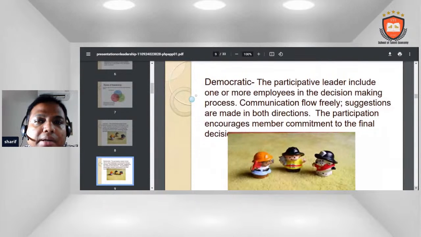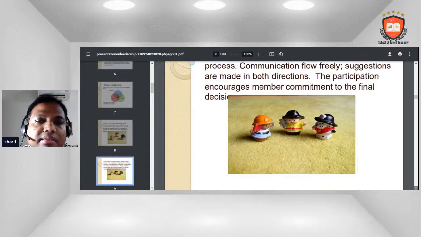Democratic. The participative leader includes one or more employees in the decision-making process. Communication flows freely. Suggestions are made in both directions. The participation encourages members to commit to the final decision.